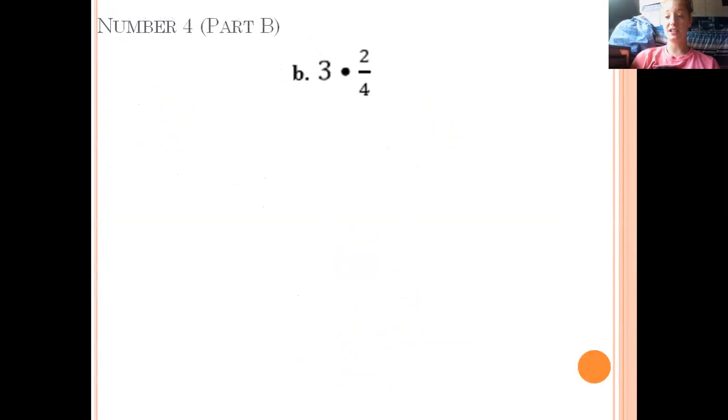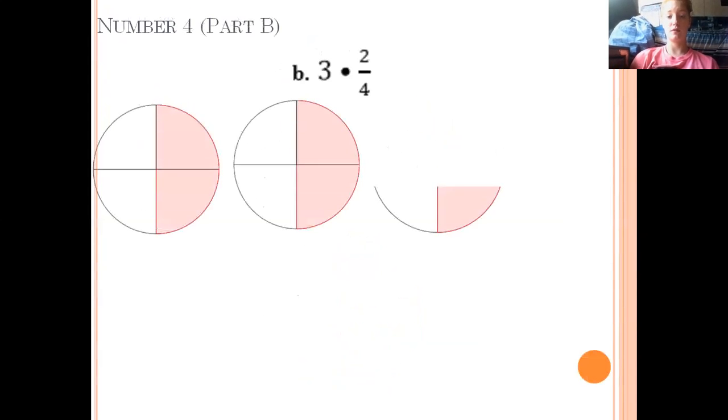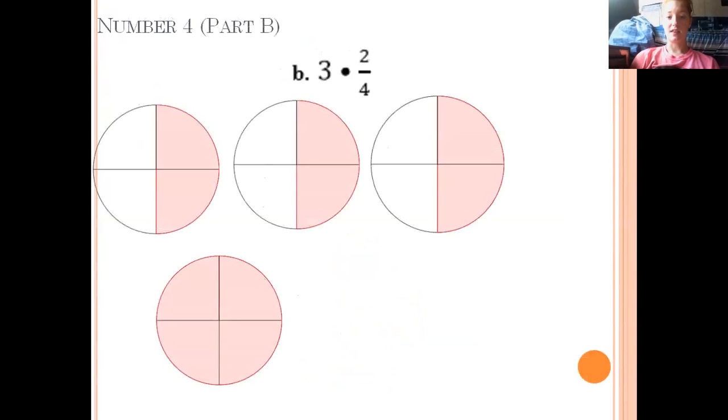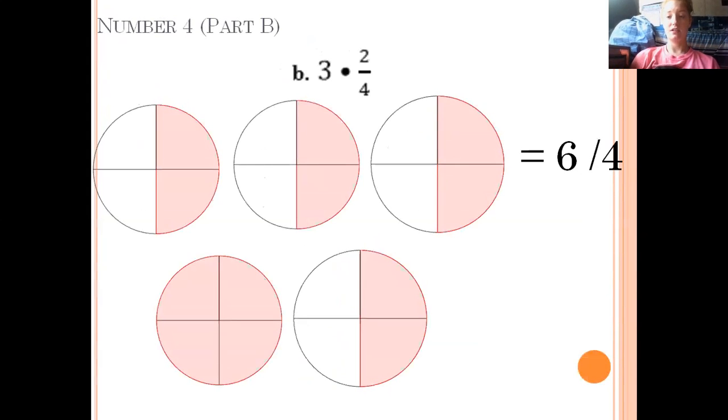Moving on, 3 times 2/4. So we need 3 of the 2/4. 1, 2, 3. So that equals a whole, and then 2/4, which is a half. So 6/4, which simplifies to 1 1/2.